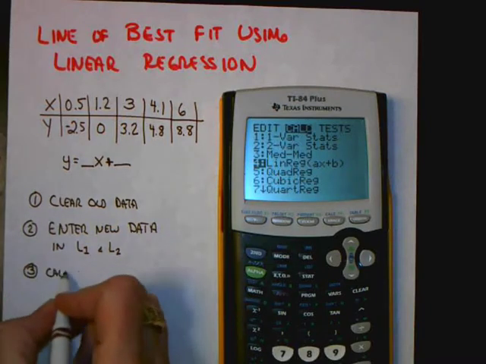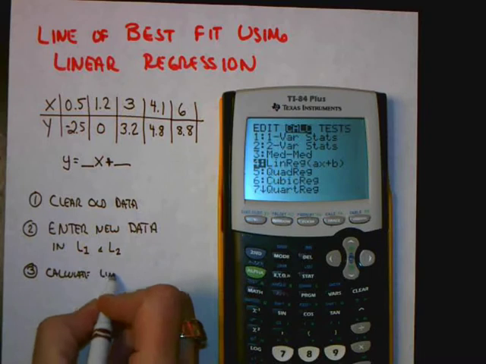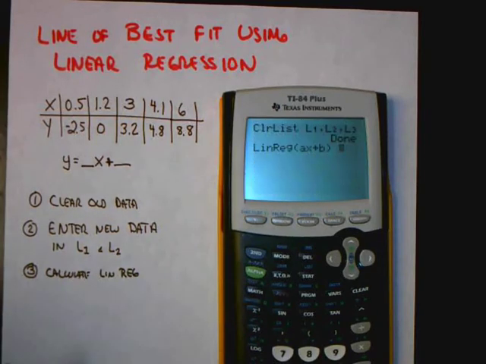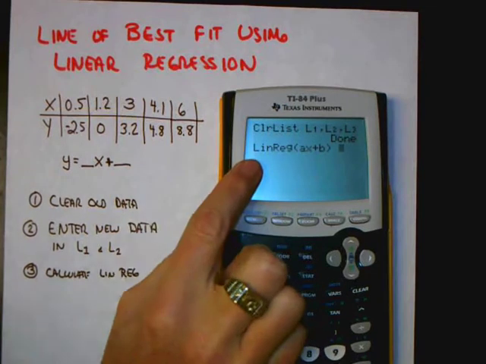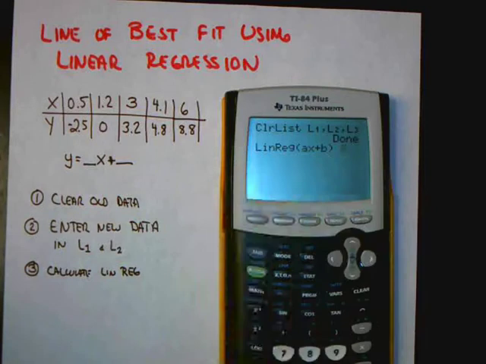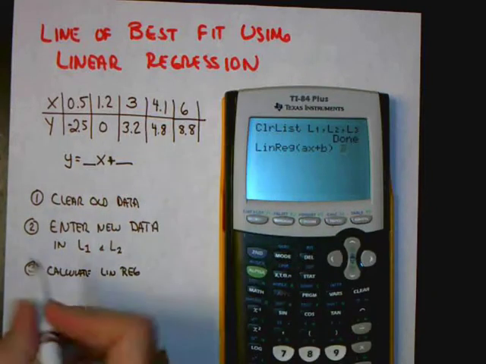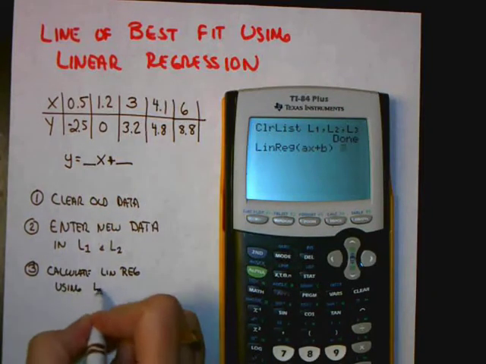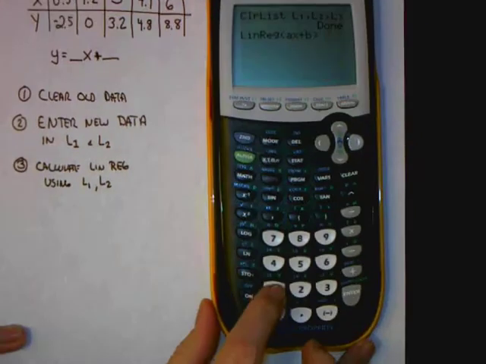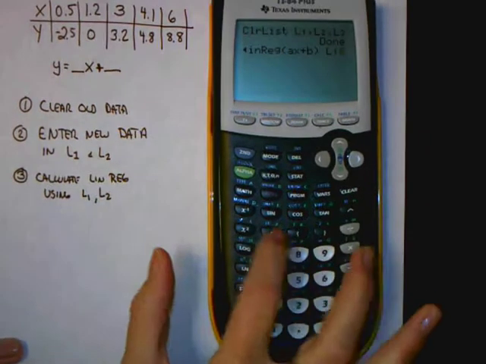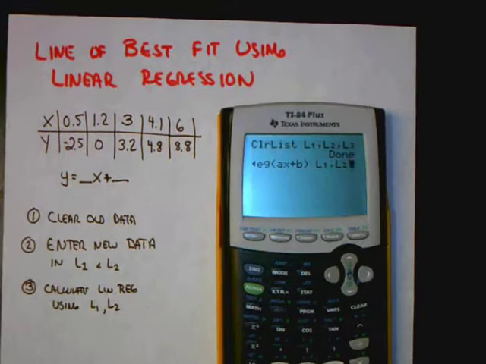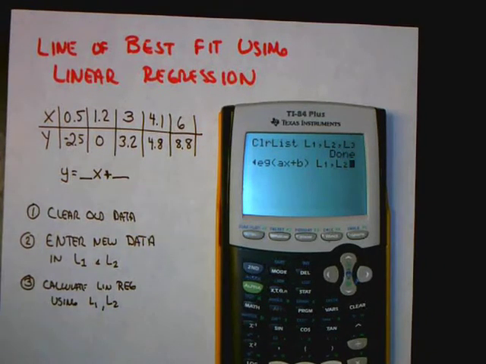So this is the step where we calculate linear regression. And now what it's asking me is, okay, you want me to do a linear regression, what lists do you want me to use? Because remember, I could have a lot more lists. So I need to tell it that we want to do this using list 1 and list 2. So again, I'm going to select the second key and then go down to the one where I have list 1, comma, list 2. So now I've told it that I want to find the line of best fit for the data sets that are in list 1 and list 2.